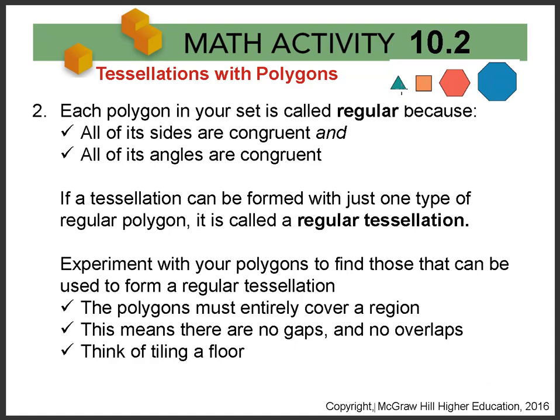You have a regular triangle, 3 sides, a regular square, 4 sides. You can consider what happens with a regular pentagon, which we don't have in our set. You have a regular hexagon with 6 sides. You can consider what happens with a regular heptagon, a 7-side polygon, and you have a regular octagon in your set.